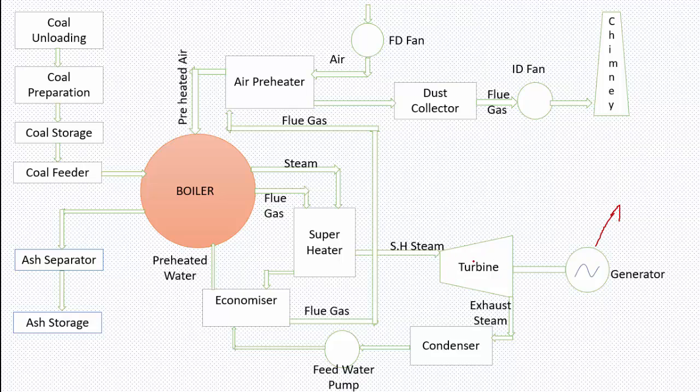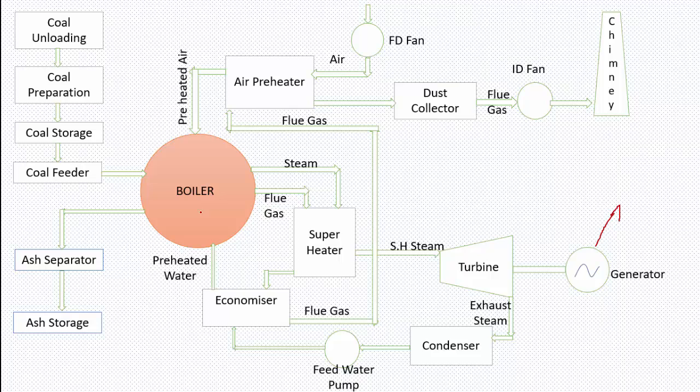Then the exhaust steam, that is expanded steam, is given into the condenser, where the condenser condenses the steam into water. Because the feed water pump will not pump the steam, it will pump only the water. That is why we are converting the exhaust steam into water. This water will be again fed into the economizer by the feed water pump. The economizer preheats the feed water, and that preheated water is again sent to the boiler. This is the steam and feed water circuit.